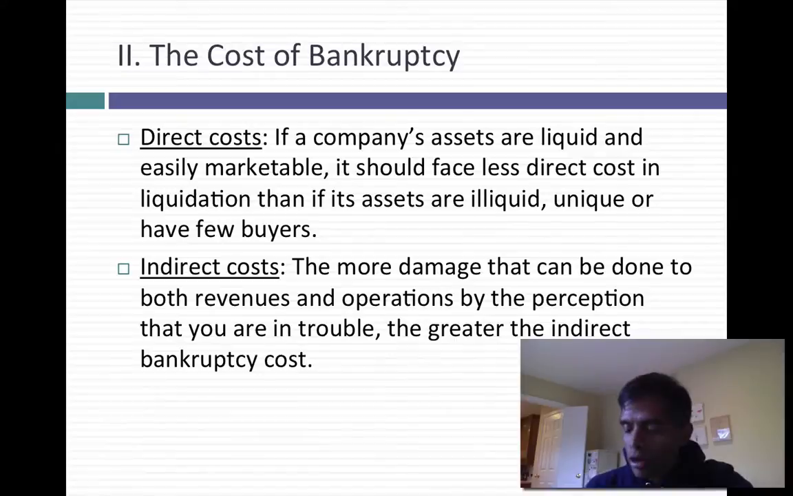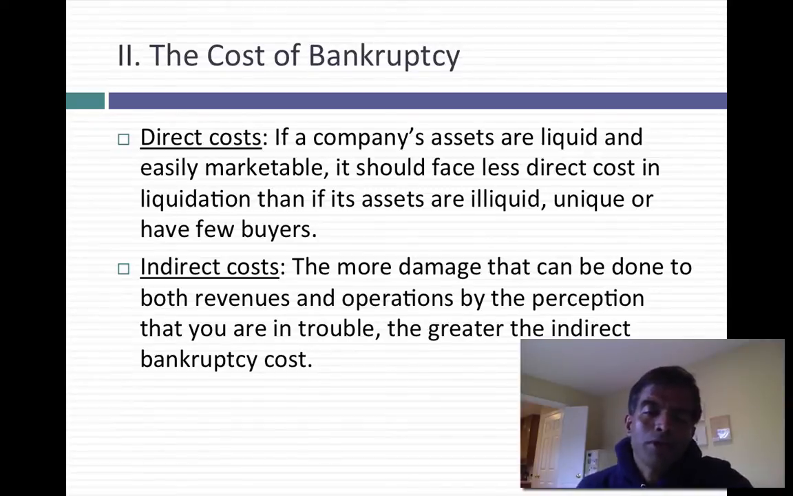One is the direct cost, which you can measure by looking at what kind of assets, again, the company has. If a company's assets are liquid and easily marketable, it has lower direct costs, because then if you go bankrupt, it's easier to sell off your assets. That's why if you're a hotel company and you get into trouble, selling off your assets is easy. You have a bunch of real estate that you can sell off in different parts of the country. If you're a casino company, it's going to be more difficult because your real estate is so much larger and there are fewer potential buyers.